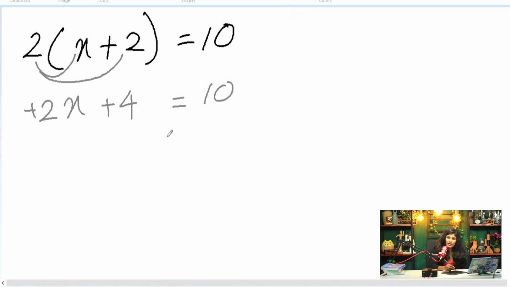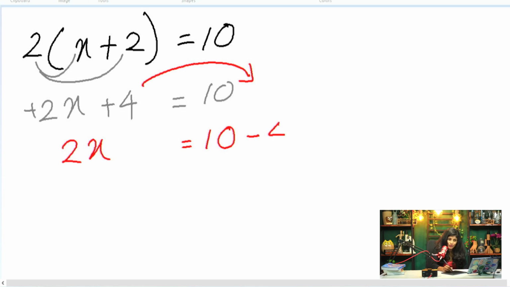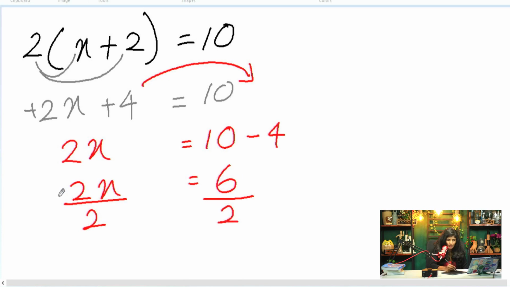So what I have to do here is take all the numbers to one side and all the unknown terms to the other side. So 2x here, I will carry 4 to the other side. That means 10 minus 4, because when you are switching the sides, the positive one becomes negative. 2x equals 10 minus 4, which is 6. Divide both sides by 2. 2 and 2 are cancelling out. x equals 3. That's it.